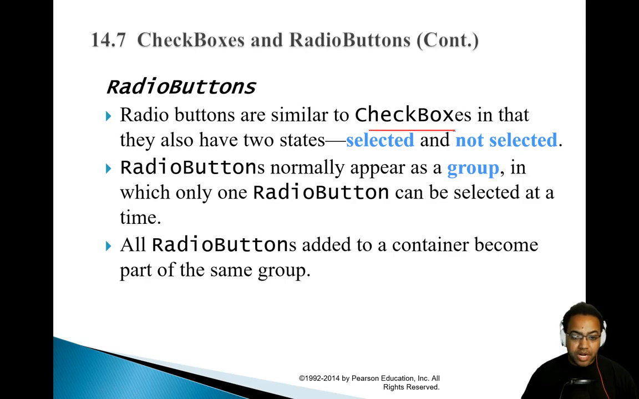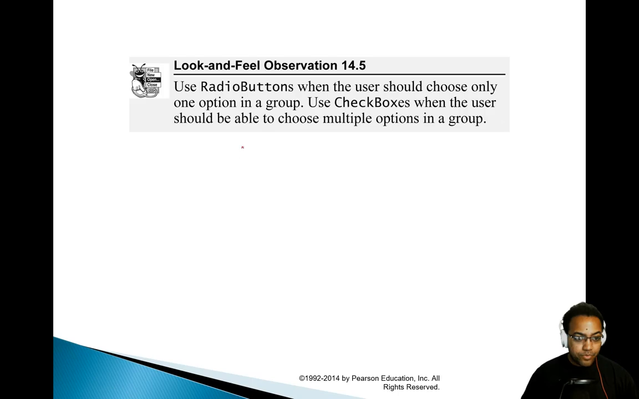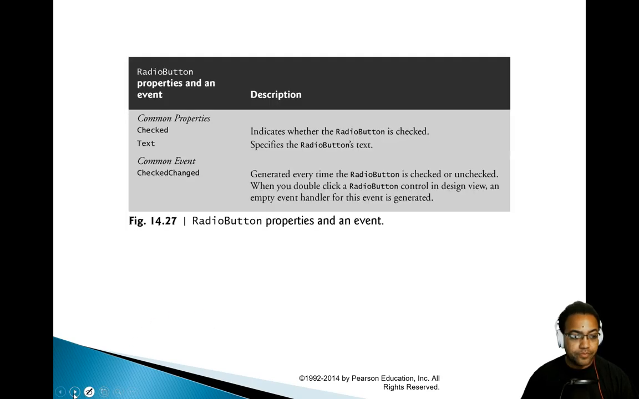So radio buttons are checkboxes, but only one can be selected. Radio buttons normally appear as a group, in which only one radio button, like I said, can be selected. All radio buttons added to a container become part of the same group. So you'll have a group of radio buttons, and when one button in that group is selected, the rest of the buttons are not selected. But if you select another button in that same group, the button that you selected the first time is deselected or unselected. Use radio buttons when the user should choose only one option in a group. Use checkboxes when the user should be able to choose multiple options in a group. Checked changed is also an event in radio button.